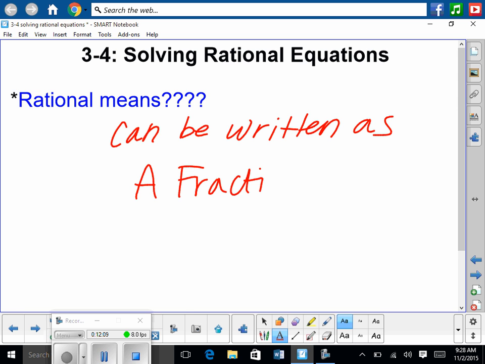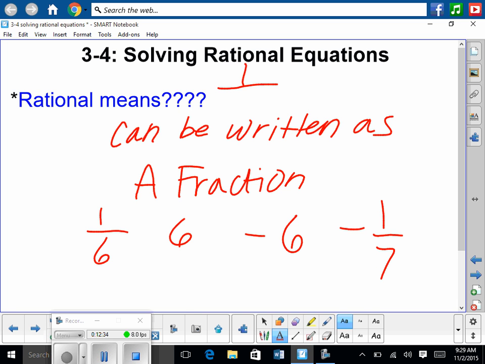So guys, you tell me, is 1 and 6 a rational number? Yes. Is 6 a rational number? Yes, that's 6 over 1. Okay, is negative 6 a rational number? Yes. Is negative 1/7 a rational number? Yes. Okay, we're good with rationals. Okay, so today we're going to be solving rational equations. So that just means we're going to have an equation that's dealing with fractions where our variables are in the bottom of our fraction.